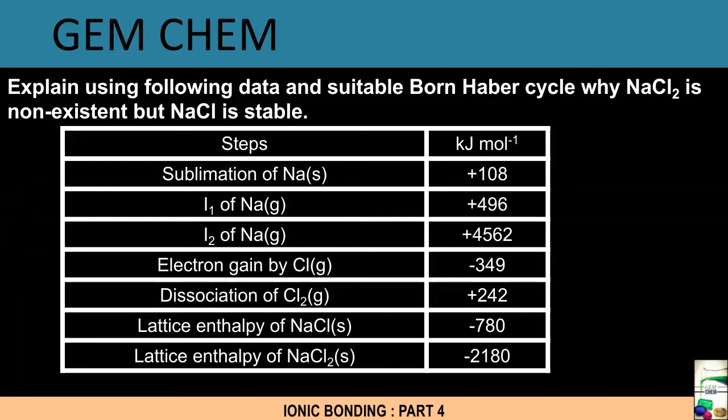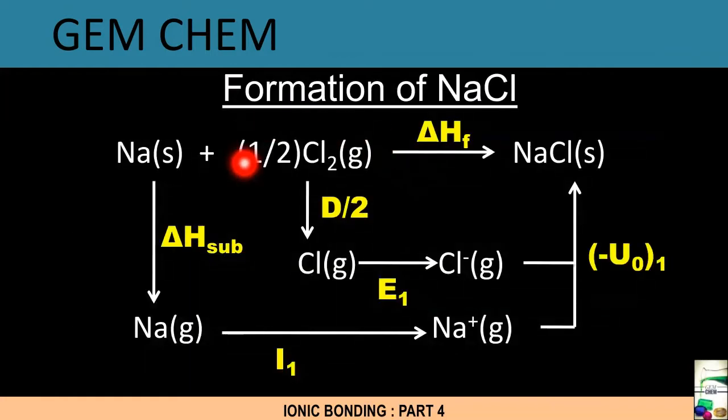So let us first construct the Born-Haber cycle. First we will construct it for NaCl. For this, we need sodium and chlorine. Sodium is present as a solid, whereas chlorine is present as a gas, and we require one chlorine and one sodium. So first we need to dissociate this Cl2 into one chlorine gas. Next, there will be an uptake of electrons, so electron affinity is given by E1 to give gaseous Cl-.